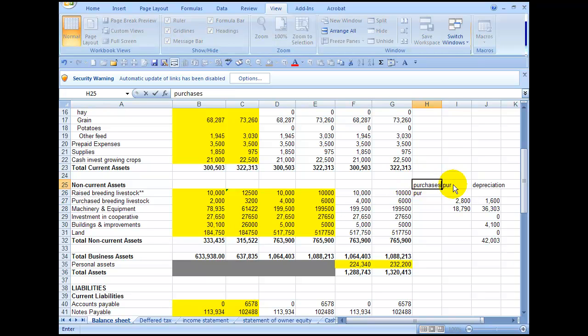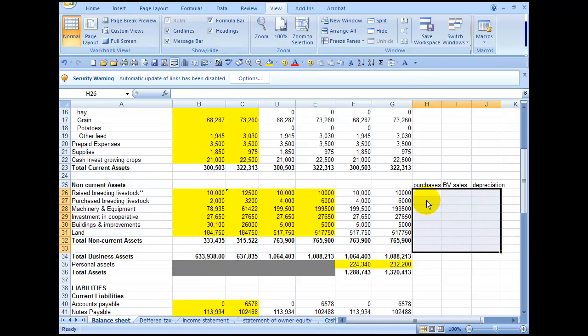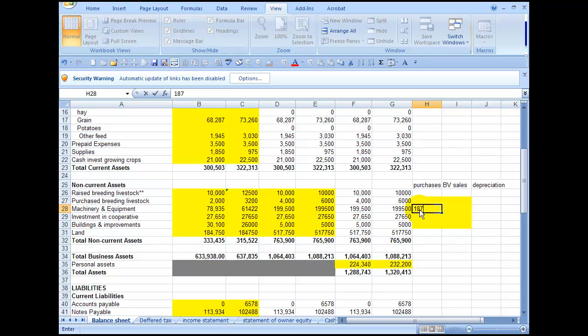Purchases, and I'm going to do book value of sales. I'm just going to delete what's here because we don't need it, and it was off to the side, so I forgot to delete it before I started this one. Make it yellow, so it gives us a place to put things. And then here, purchases of machinery was 18,790, and so under machinery and equipment I'm going to put 18,790.